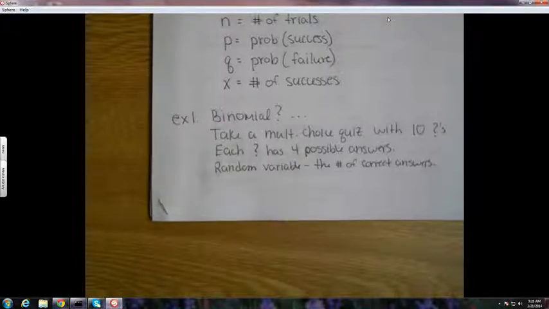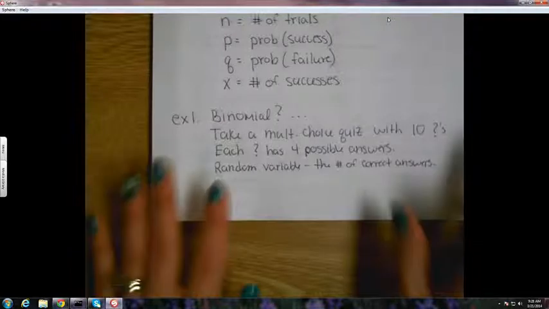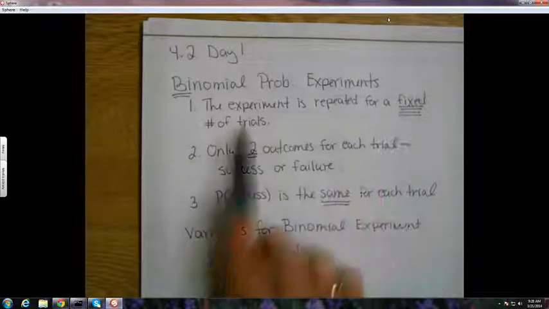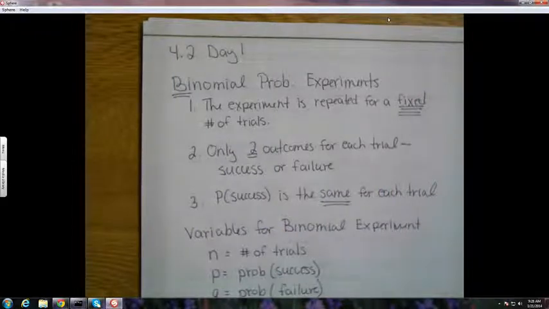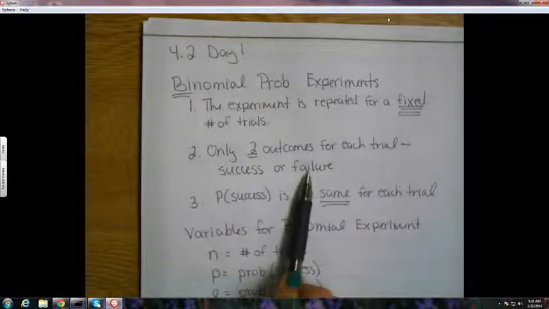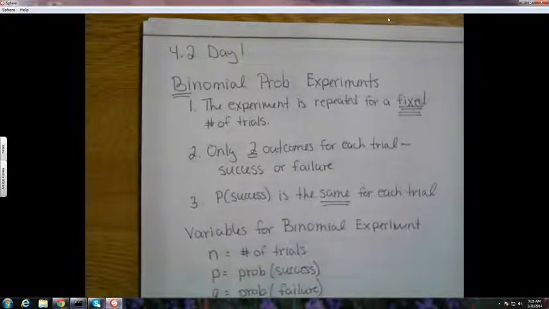Okay, let's decide if this is binomial. 3 things have to happen. Do I know exactly how many trials I'm doing? I'm doing 10. I'm answering each question. So answering a question is a trial. I'm guessing the answer to the question. So yes. Are there only 2 outcomes each time? Success and failure? So when I answer a question, what can happen? I either get it right or I get it wrong. So that's success and failure.